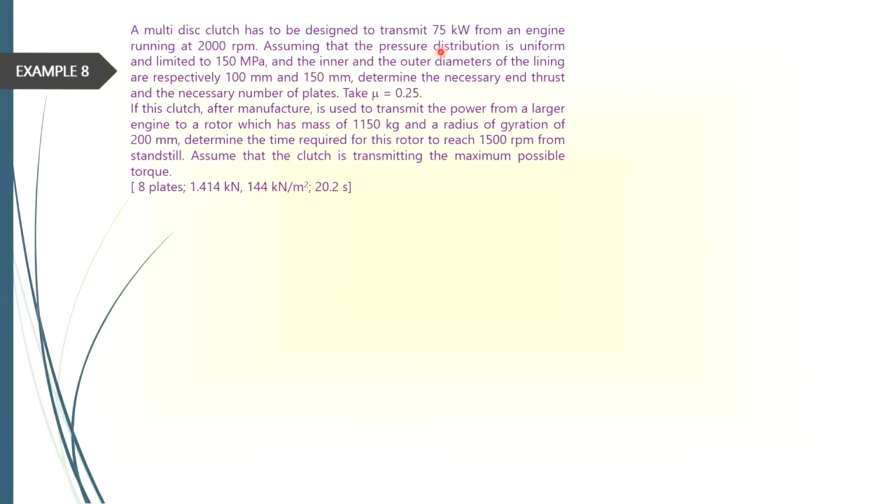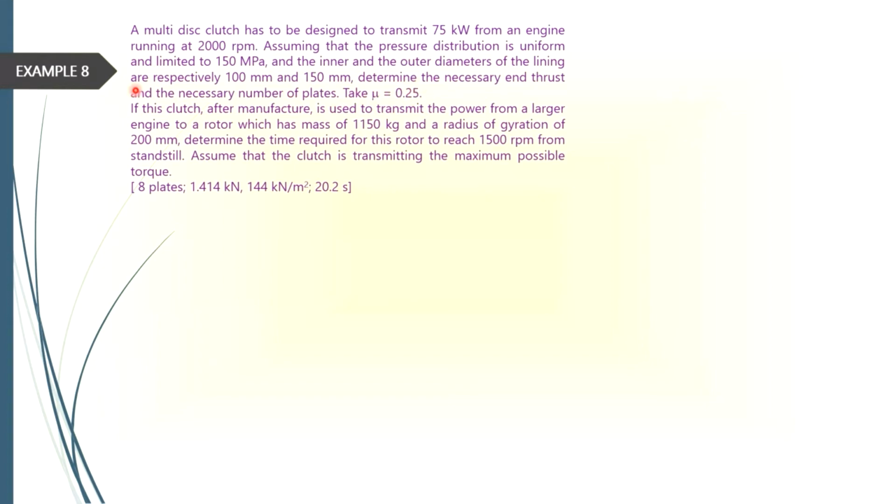Assuming that the pressure distribution is uniform and limited to 150 megapascal, and the inner and outer diameters of the lining are respectively 100 millimeter and 150 millimeter. So this is the inner and this is the outer diameter. Determine the necessary end thrust or the axial force and the necessary number of plates, taking the coefficient of friction as 0.25.